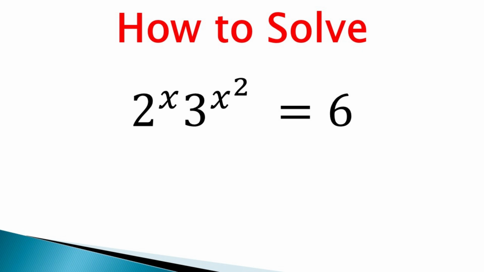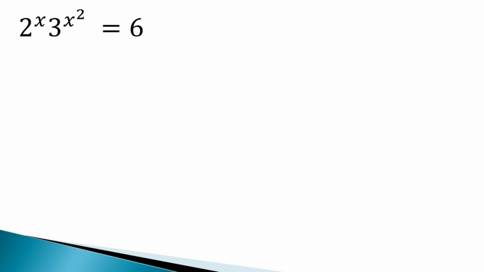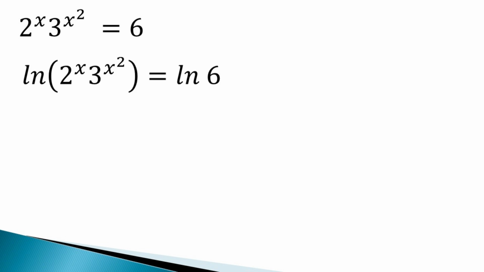Hello everyone. Here we have got an exponential equation to solve with normal algebraic exponents. Let us see how we solve this equation. To solve this equation, first we take log of both the sides, which makes the equivalent equation as ln of 2 raised to the power x times 3 raised to the power x square is equal to ln 6.